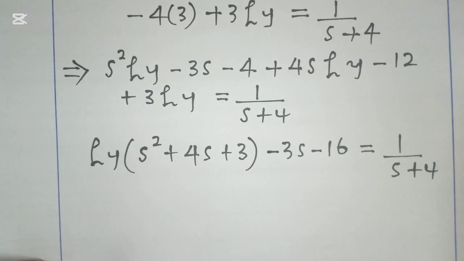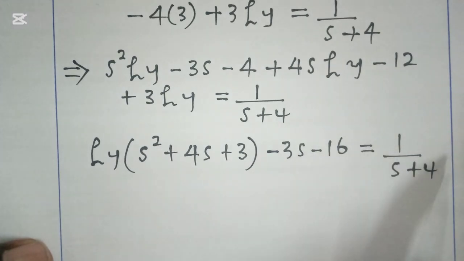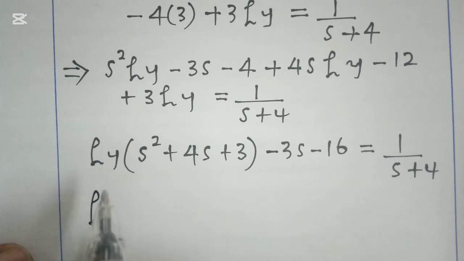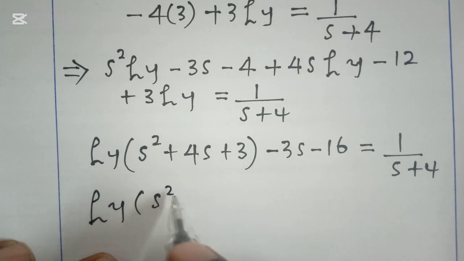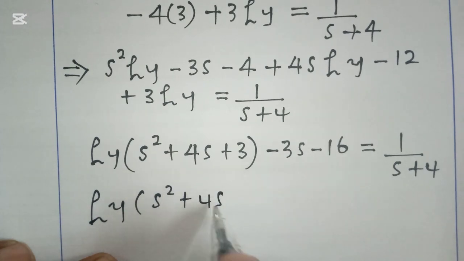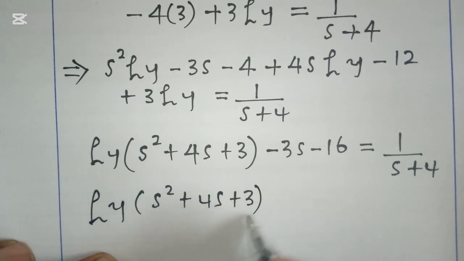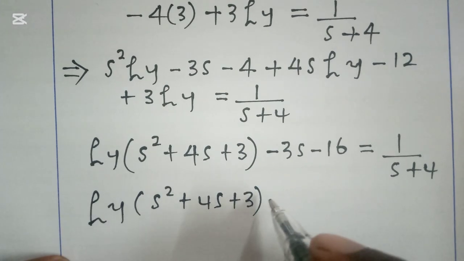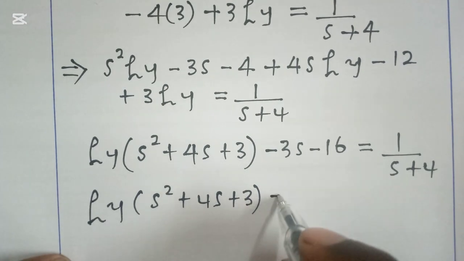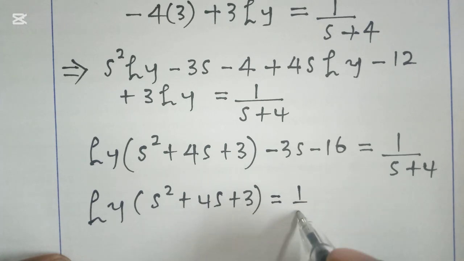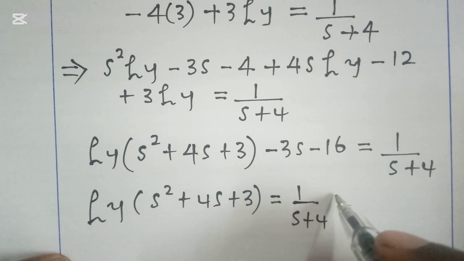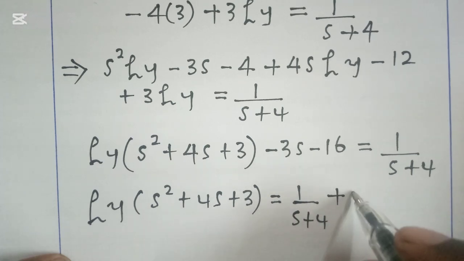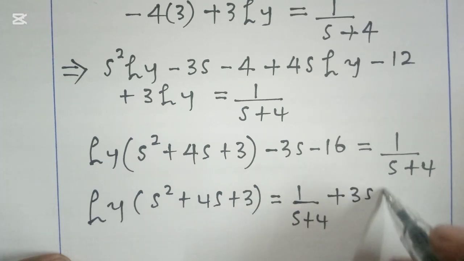Guys, now we can put these values on this other side. So we are left with the Laplace transform of y, s squared plus 4s plus 3, equals, we are going to put them there, so we have 1 over s plus 4, that is now plus 16, or plus 3s plus 16, like that.